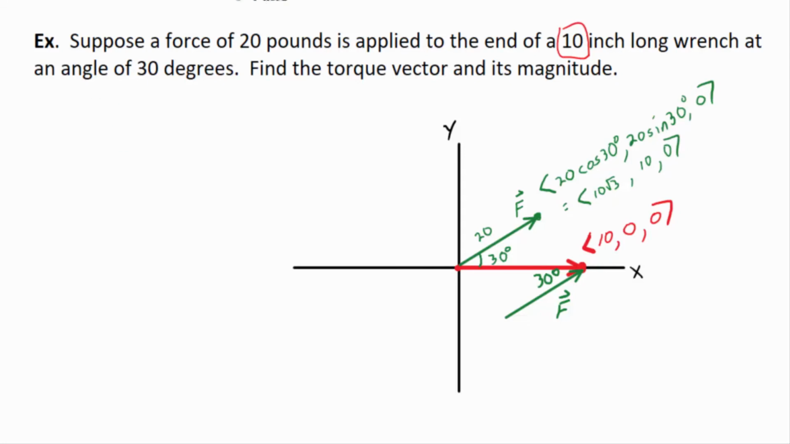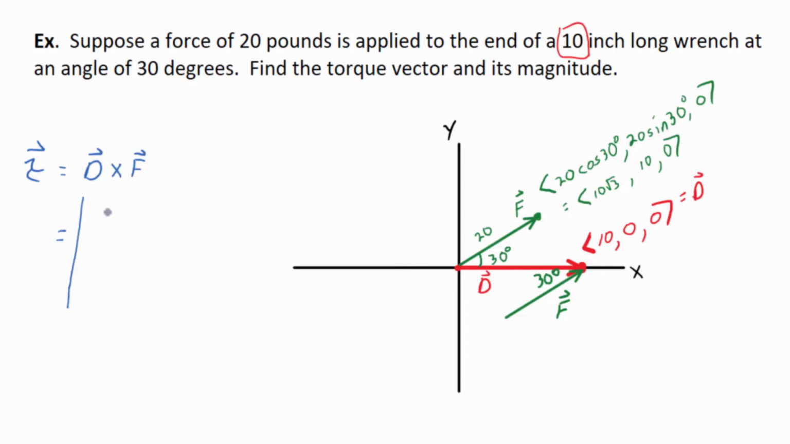So then how is tau defined? Tau being torque, the tau vector. So I didn't label it, but this vector in red is d, right? So we're going to take d cross f. Okay, let's create that 3 by 3 determinant.